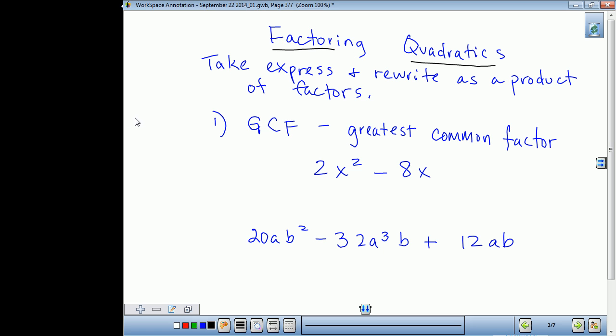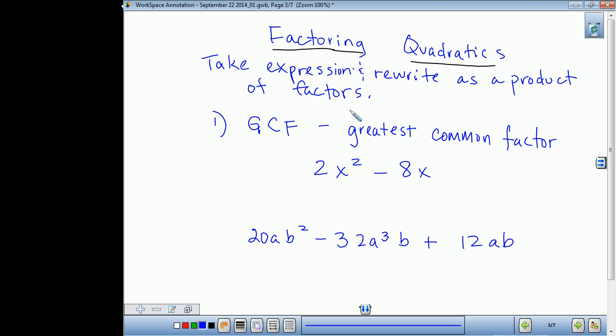So when we factor, whoops, I didn't mean to do that. When we factor quadratics, what does that mean? It means we're going to take an expression, and you could write the whole word if you wanted to instead of part of it like I did. We're going to take an expression, and we're just going to rewrite it as a product of its factors. So we're going to write it as a product, multiplying stuff.